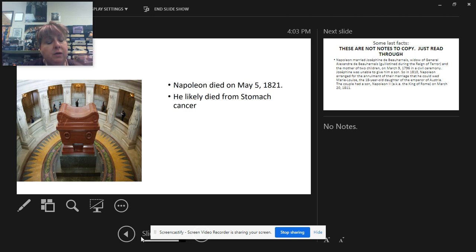This is a picture of his tomb in France. Miss Brewer's PowerPoint shows his. Now that's obviously still not his. He's not there, but that's a memorial. Yeah, it's there on St. Helena. It's just like a memorial that's still there to show where he was buried. In her PowerPoint notes, but this is actually where he is buried today in France.